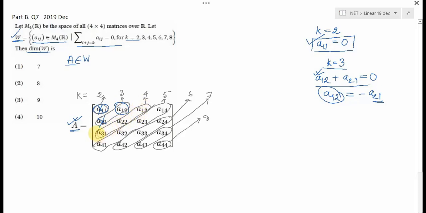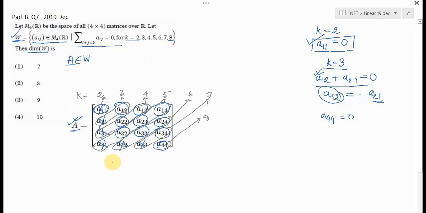Similarly, due to the relation among these three entries, one entry can be written as a scalar combination of the other two. So one of these three entries will not be counted and the other two will be counted. Similarly, for k equals 5, one entry will not be counted and the other 3 will be counted. For this relation 2 will be counted and 1 left out. Here 1 will be counted and 1 left out, and the last entry, the 4,4 position entry, will always be 0 due to the condition for k equals 8.